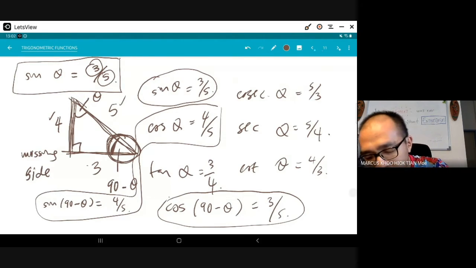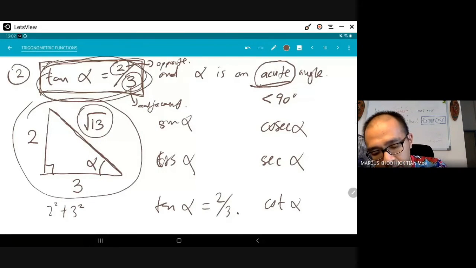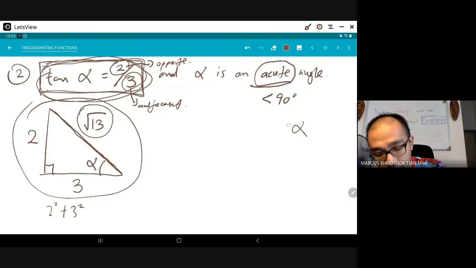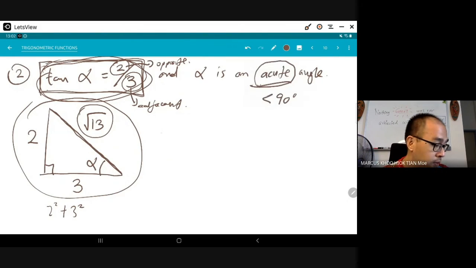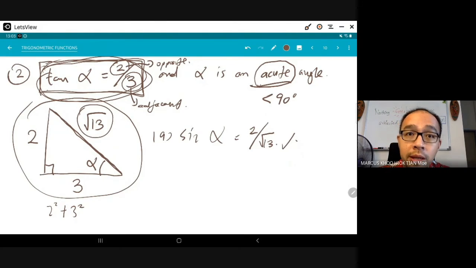Let's come back to the question that we were doing just now, this one in your textbook. I have formed the triangle, everything. Then the question asks for number 1, find the value of sine alpha. Sine alpha is 2 over square root 13, opposite over hypotenuse. In trigonometry, it's okay to leave your answer like this. We learned this in chapter 4 last year, the law of surds.